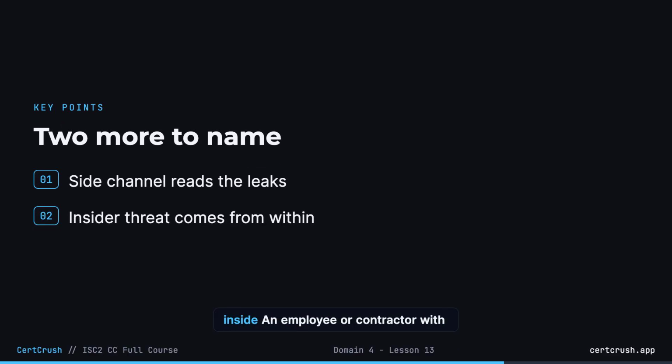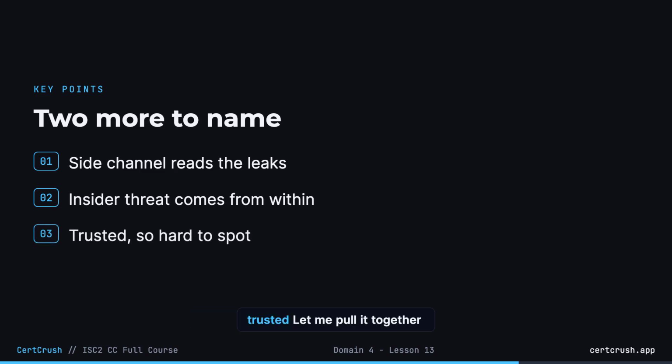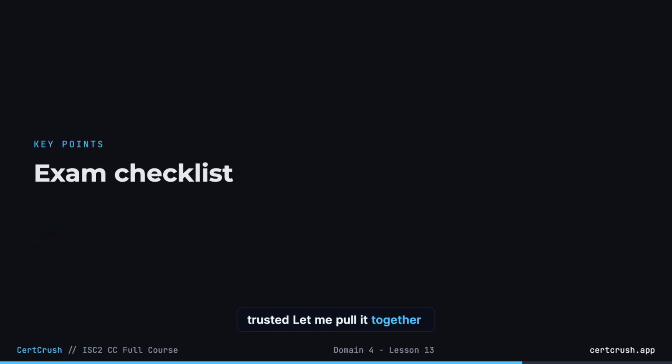And an insider threat is a danger from someone already inside. An employee or contractor with legitimate access who either turns malicious or is simply careless. They are dangerous precisely because they are already trusted, so they walk straight past your outer defenses.